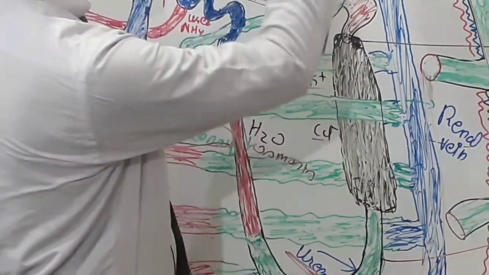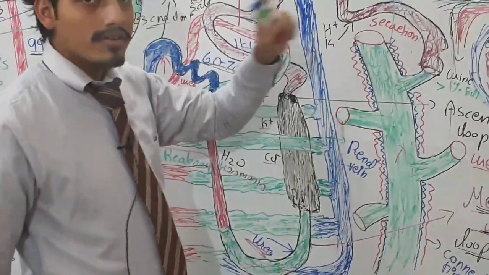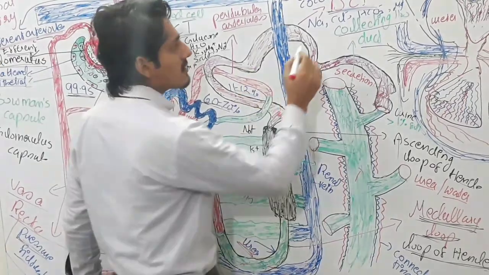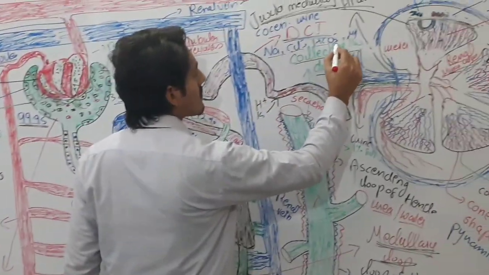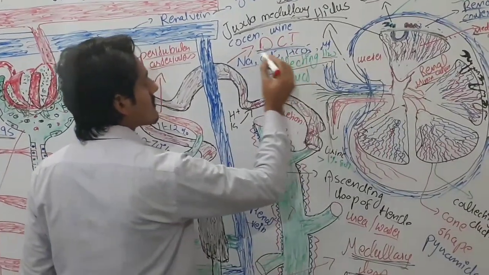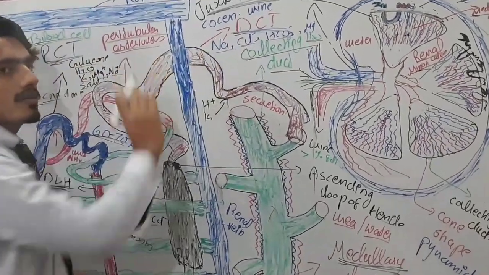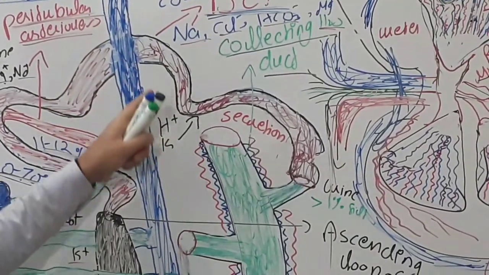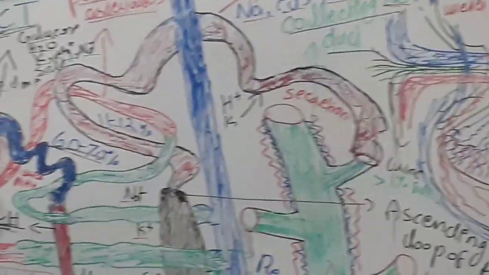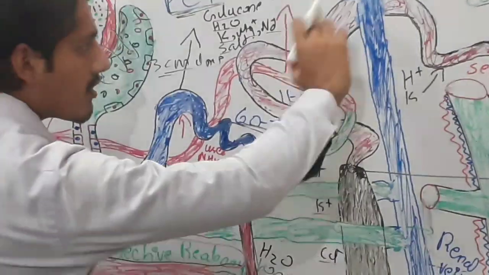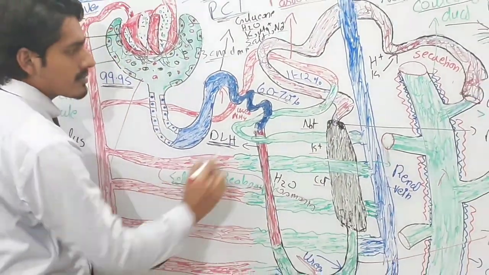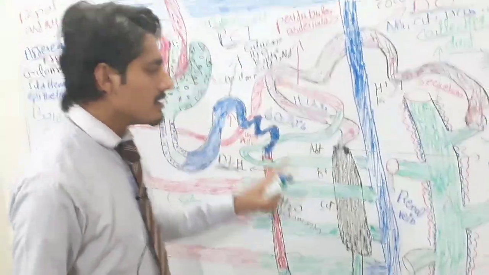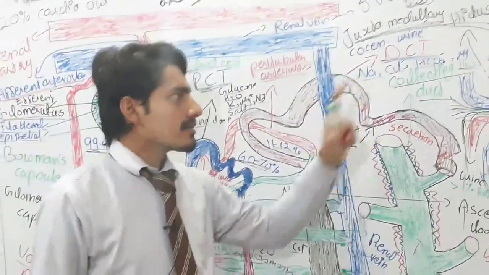Again, when it enters the distal convoluted tubule, reabsorption takes place again. Sodium, chloride, bicarbonate, and water molecules are reabsorbed in the distal convoluted tubule. Okay, when it leaves the distal convoluted tubule, this phenomenon is called selective reabsorption. Selective reabsorption of nutrients takes place in the proximal convoluted tubule, loop of Henle, and distal convoluted tubule.